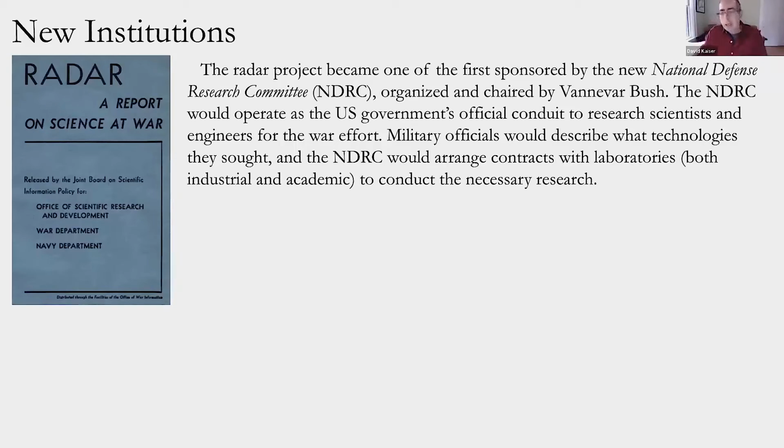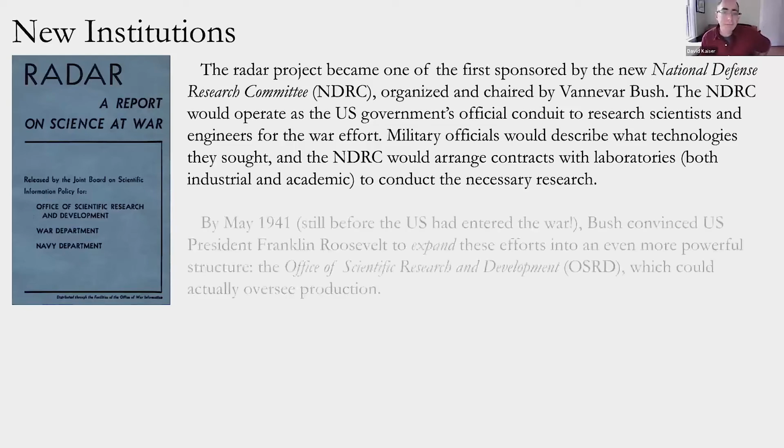So Bush's idea was to make a kind of meeting place, an institution that could help connect researchers in science and engineering, some at universities, some at industrial laboratories in the private sector, with US military officials. The idea was the military could come to Bush's organization, the NDRC, and say, we really need a better this or a better that. Could you please get people to work on it? So the NDRC would be the meeting ground to help arrange these contacts.